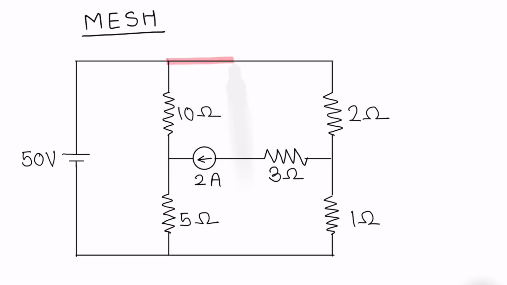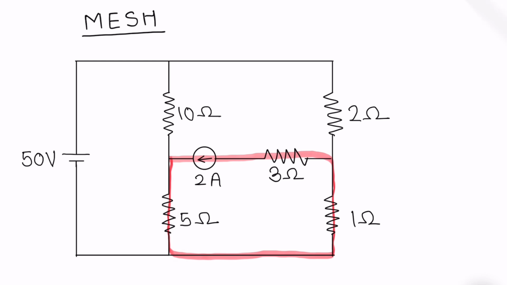Second mesh: 2 ohms, 3 ohms, 2 ampere, 10 ohms. The current can be termed as I2. Third mesh: 2 ampere, 3 ohms, 1 ohm, 5 ohms. And the current can be termed as I3.